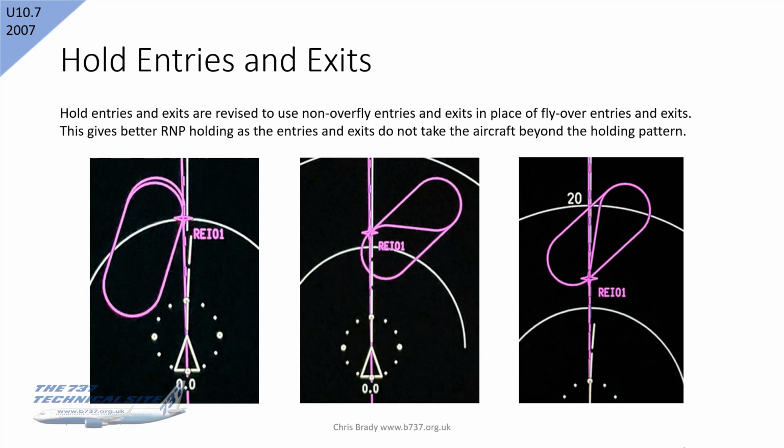And you can see I've got 3 examples there. I think the middle example is probably the best one, where for the hold entry, the turn actually flies by rather than over the REI01 waypoint there, to stay within the boundaries of the hold. So some good came of the original bug. It got a revision of the whole holding calculation, and holds were improved as a result of it.